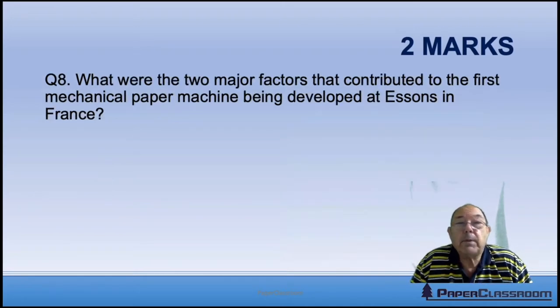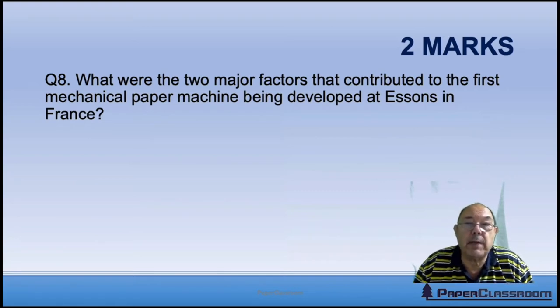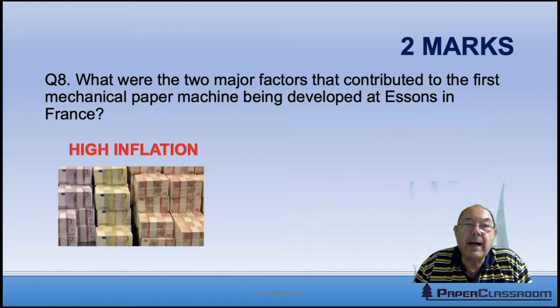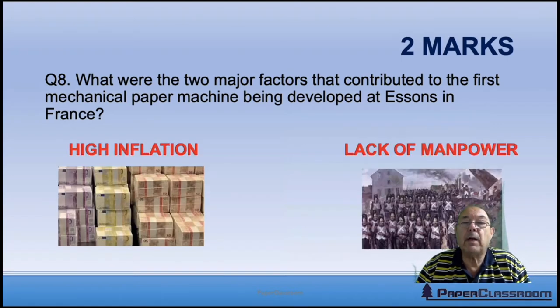Question 8. There were 2 major factors that contributed to the first mechanical paper machine being developed at Essonnes in France. And the 2 factors were high inflation and lack of manpower. Now, France at the time was undergoing very high inflation. They were using paper as a form of currency. Credit cards didn't exist, so high inflation meant the need for more physical money.